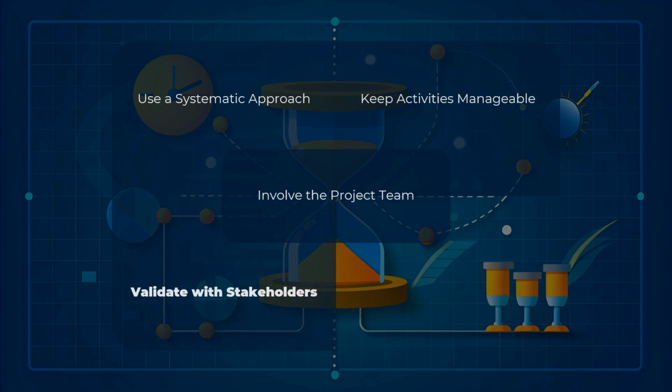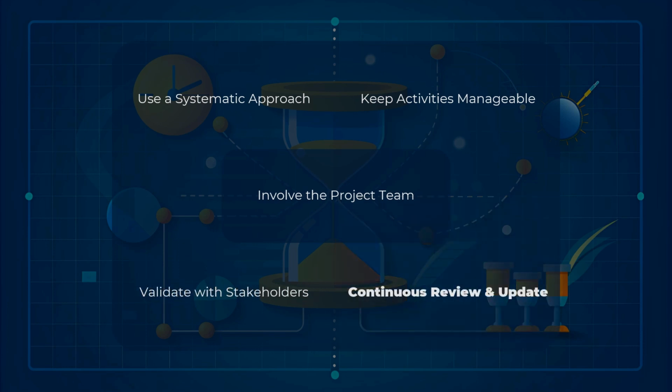Validating activities with stakeholders is essential. Feedback: seek feedback from stakeholders to ensure that the defined activities align with their expectations and requirements. Approval: obtain formal approval from key stakeholders to confirm that all activities are correctly defined and agreed upon.